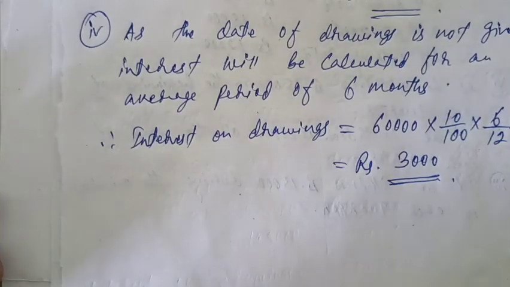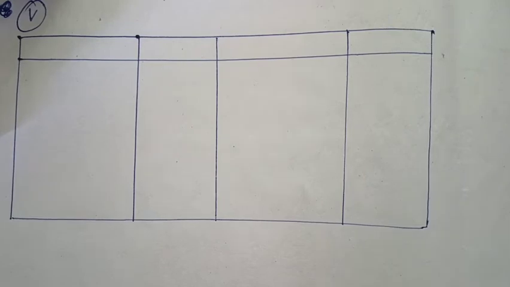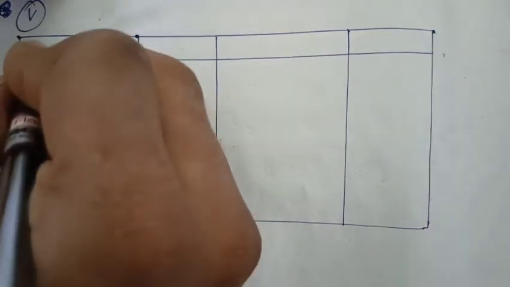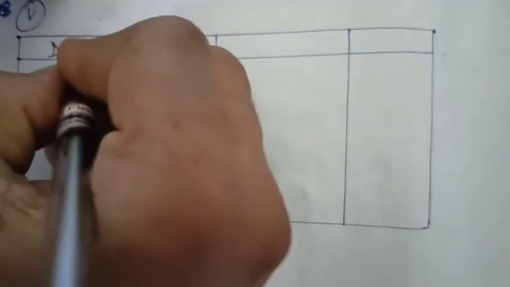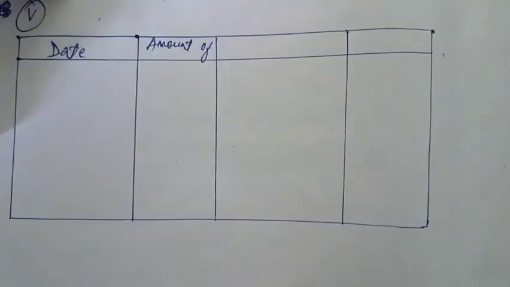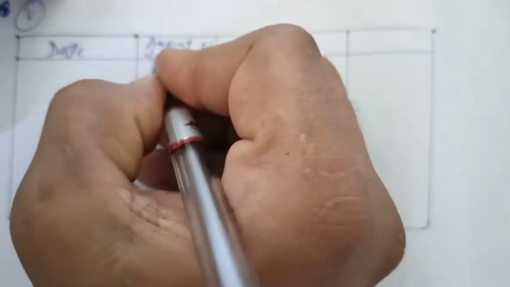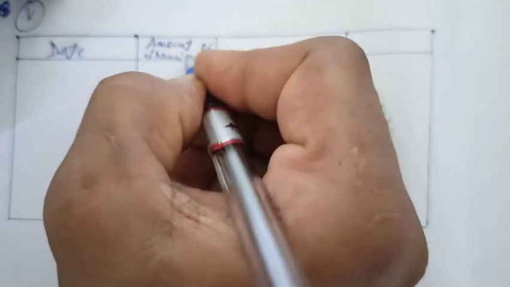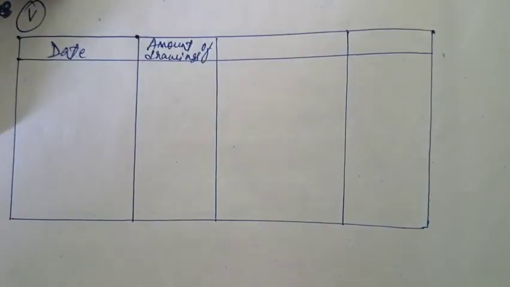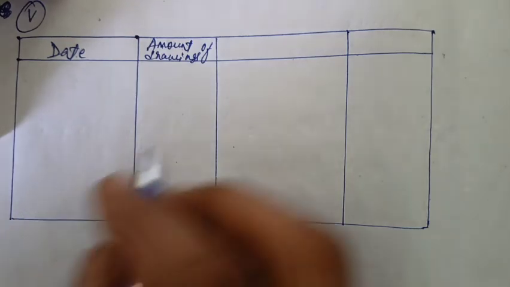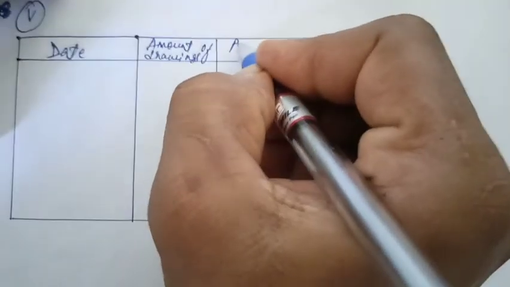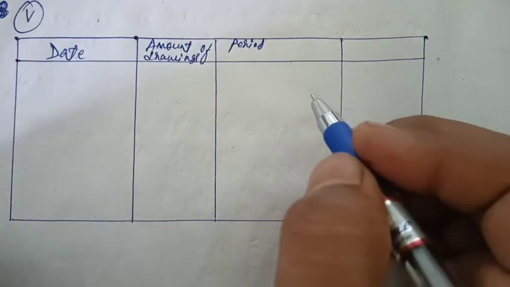Again, next point we'll write. The next point is very interesting. For this, if you withdraw as follows, this is the format for calculating. Here the dates are different, that is why we'll calculate under the product method. If the date is different and the amount is different, then we'll find point number 5 in this way, in a product method. So we'll make a format. You just write down date, amount of drawings, period.